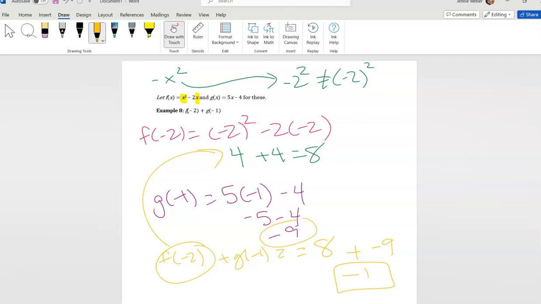My biggest advice for you: parentheses are your friend. Use them freely. Use as many as you want. I like parentheses. When you put it in your calculator, same thing. Use parentheses. Parentheses are very, very helpful.